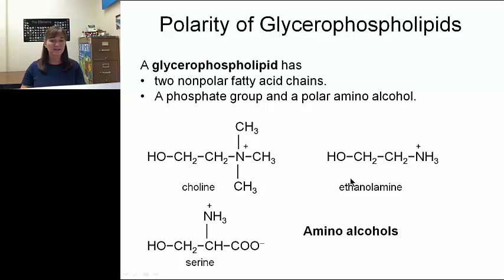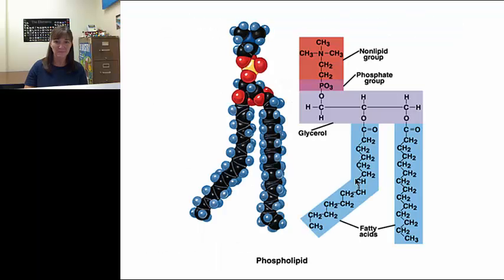These are three of the amino alcohols which end up being bonded to that phosphate group. I don't expect you to memorize these. I do want you to know they're polar though. Okay, that's important. So here's a picture of a phospholipid. Glycerophospholipids can be shortened to just being called phospholipids. Here's a picture of one.